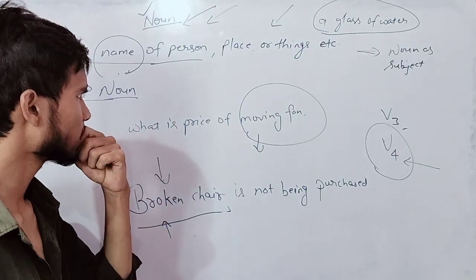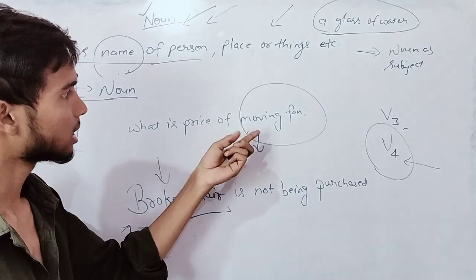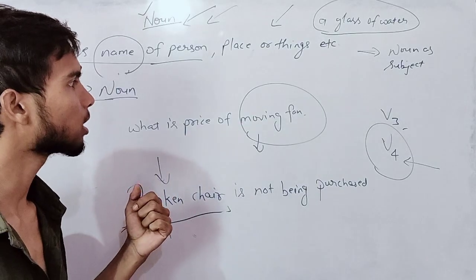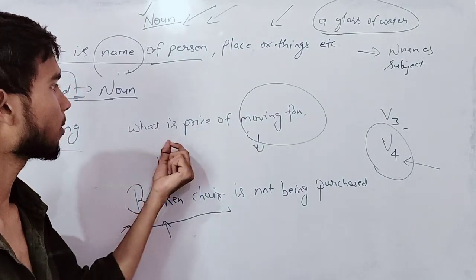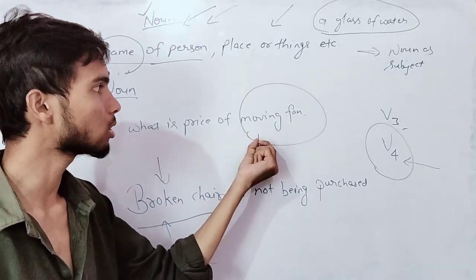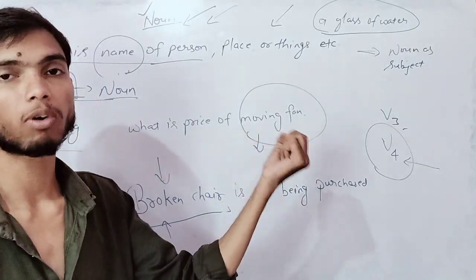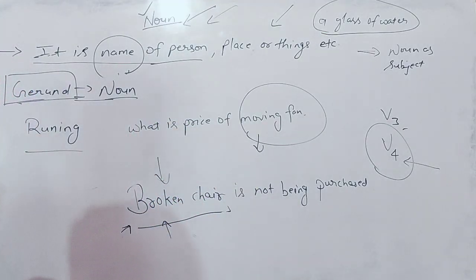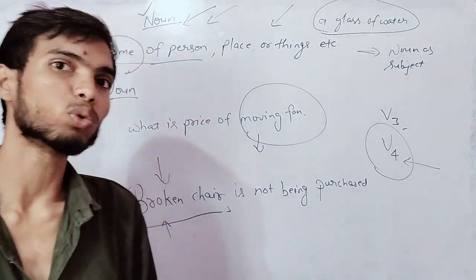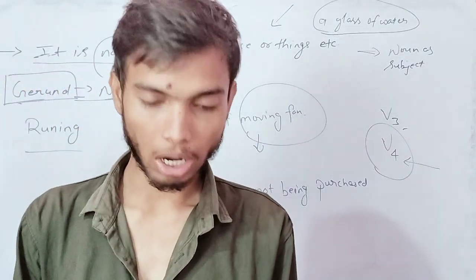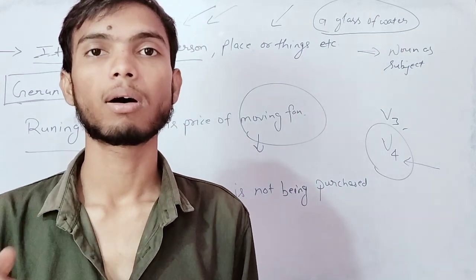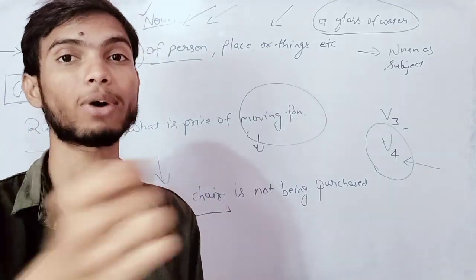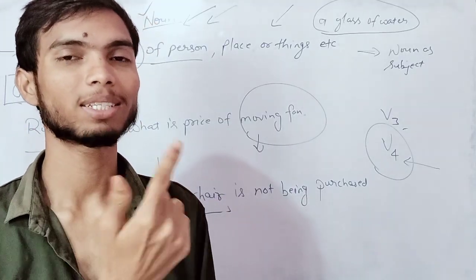Then why did it not come here? Because it is not performing. We didn't use this to perform as a verb. That's why it is not coming. What is the price of a moving fan? It is telling you how the fan is. What is the way of the fan? Fan is moving. Moving fan. What is the price of a moving fan?